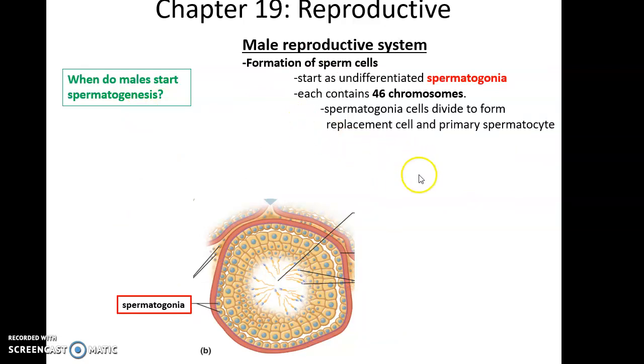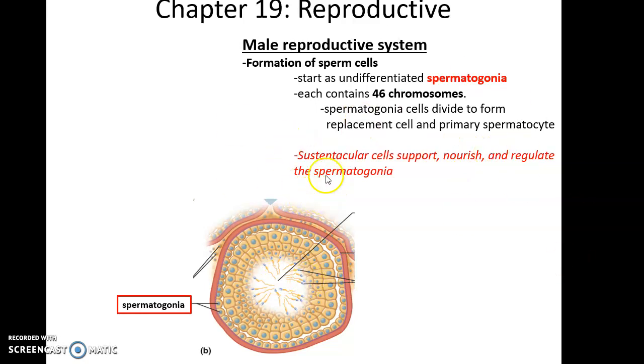So when do males start spermatogenesis? It's puberty. That's when males begin to produce sperm, and then they don't stop producing it until the day they die. So the original spermatogonia, those sperm stem cells, have 46 chromosomes. And they're going to need to divide to both replace the spermatogonia cell during the division and also to produce a primary spermatocyte that will go on to become 4 little sperm.